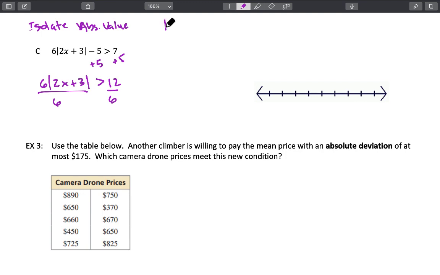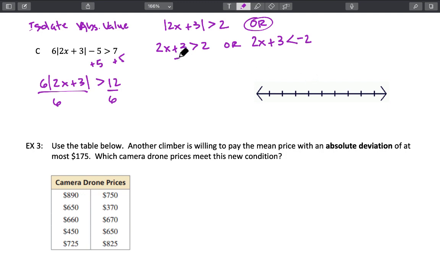And that gives us the absolute value of 2x plus 3 is greater than 2. All right, we have an absolute value that's greater than a positive number. This is an OR statement. All right, and we're going to create our two cases now, one for our positive case. So 2x plus 3 is greater than 2. Or now we're going to create our negative case: 2x plus 3 is less than negative 2. Remember, you got to reverse that inequality for the negative case.